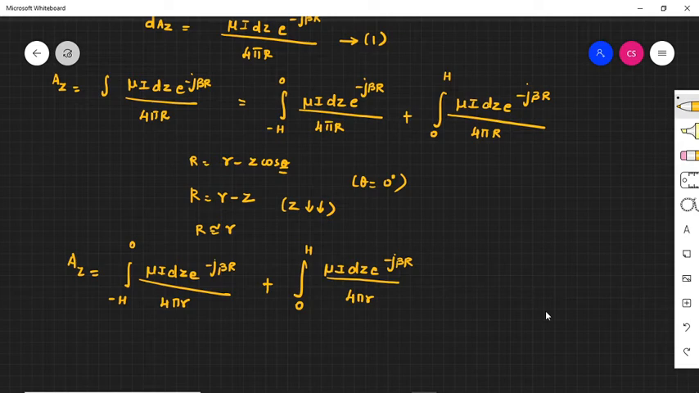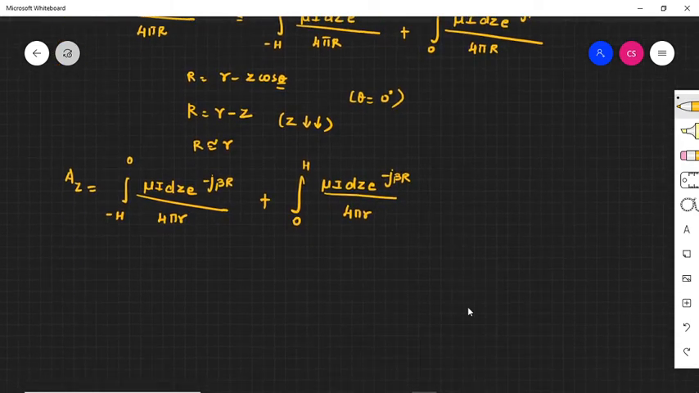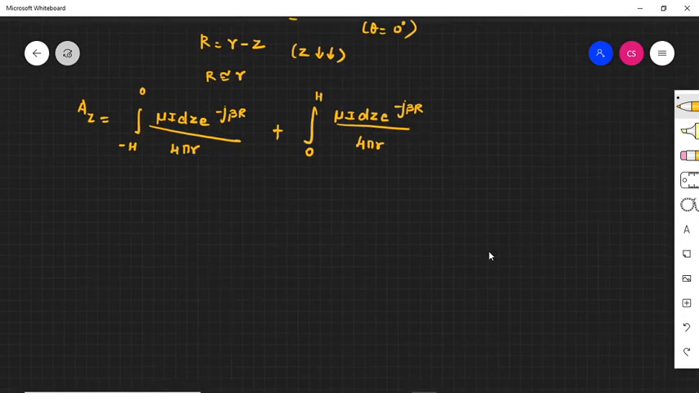Now we will try to take out the common terms. If you observe, mu by 4 pi r is common in both the first term as well as the second term. And we have already written that from minus h to 0, the I value is Im sine beta h plus z, and for 0 to h, I is Im sine beta h minus z. So let us replace those values.